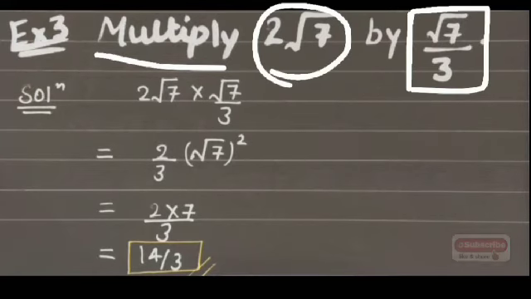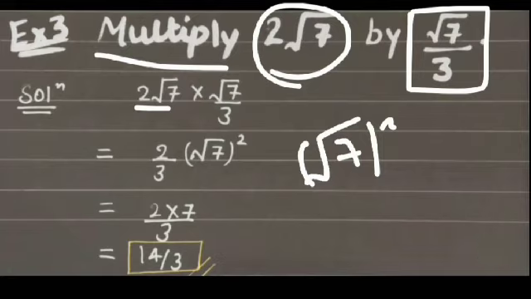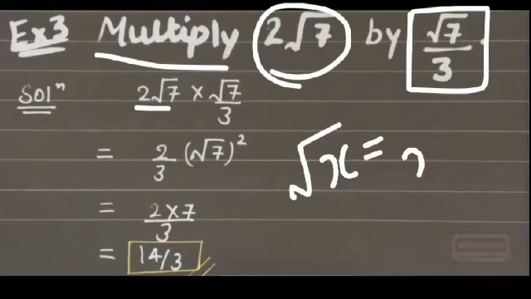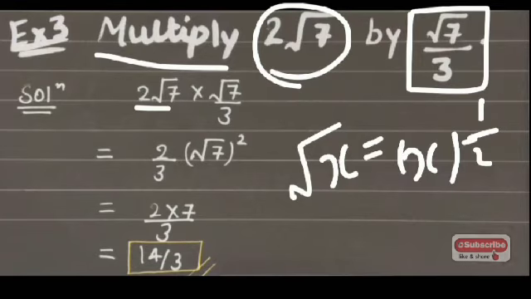So what you have to do is simply multiply 2 root 7 by root 7 by 3. And here root 7 appears 2 times, so we will put a square. Square and square root was also a chapter in the previous classes. I hope you know what square root is. Once again let me revise: the meaning of square root is, if we have a square root on a number x, what does it mean? We have x to the power 1 by 2.